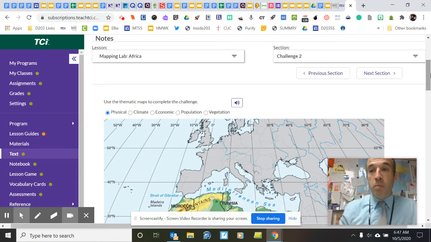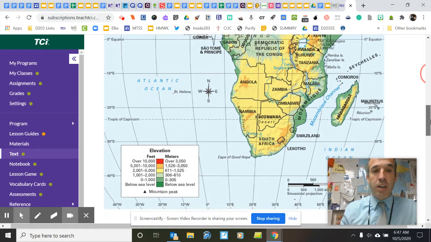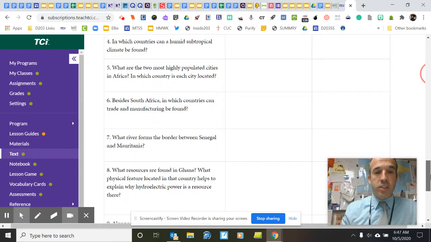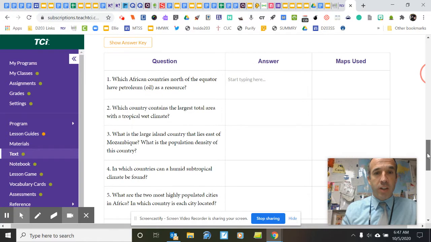All right. So if you notice it, you have a physical map of the continent of Africa. All right. You scroll down, here are the questions. There's 10 of them. Some of them are multi-part questions, like this one, question 3. There's 2 parts. In order to get full credit, you need to answer both parts. So when they're asking for multiple responses, you need to answer all parts of the question. It is answers only. You do not have to type in complete sentences. In fact, don't type in complete sentences. Just type the answers, all right?